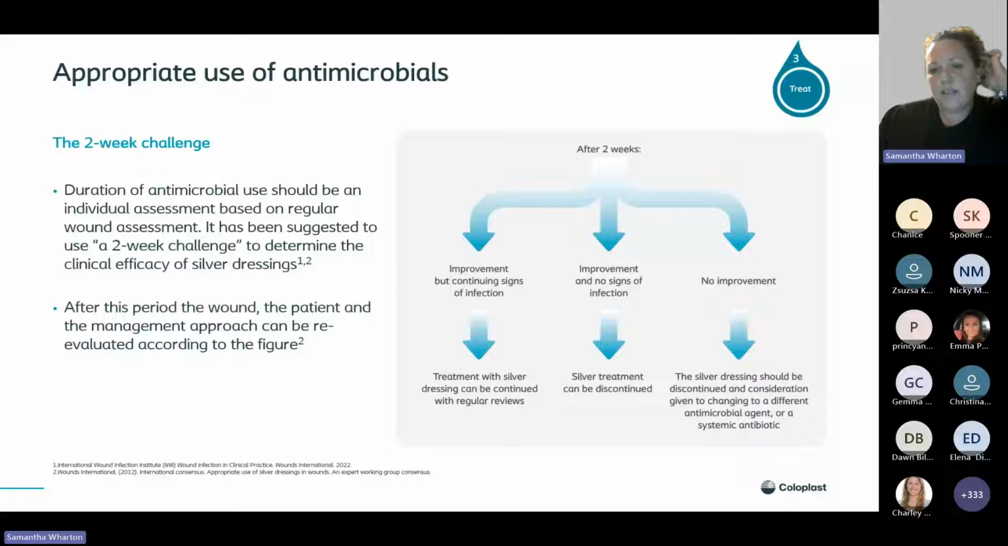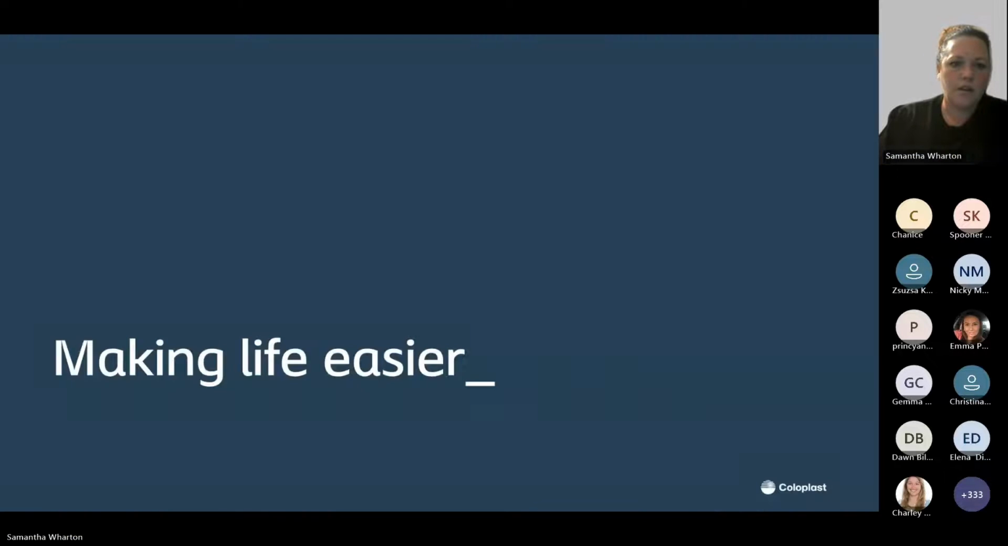If there's been improvement in the wound and there's no signs of infection, then you can stop the silver treatment. It's done what you needed it to do. Then you can just continue to be vigilant and watch the wound bed to make sure it's not showing any signs of infection. But if after 2 weeks there's no improvement, this is where you would discontinue and consider a different antimicrobial agent.